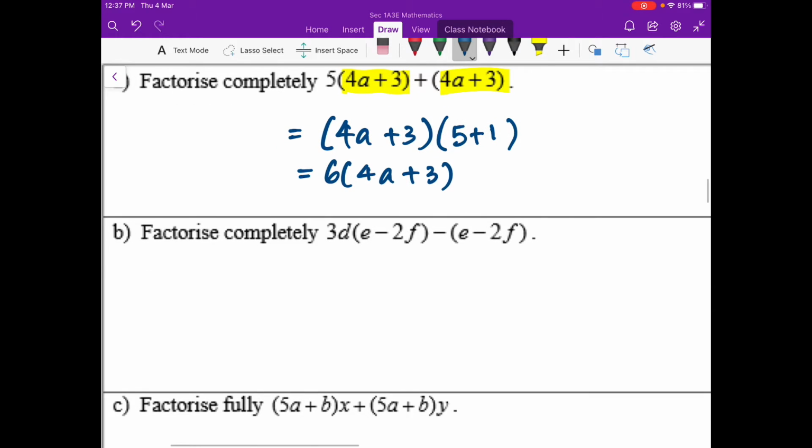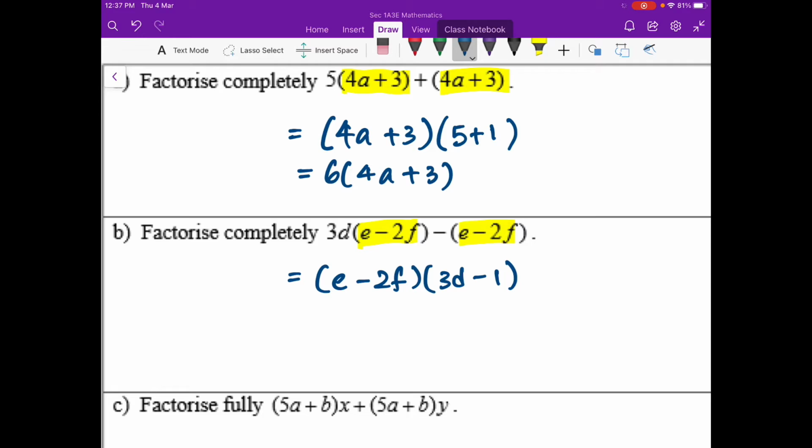Okay, again, highlight the common factor, e minus 2f. So here, factor e minus 2f. First term, we have 3d left, minus how much? Oh, what's left? Oh, it's 1. It's the same 1. And then we have 3d minus 1.